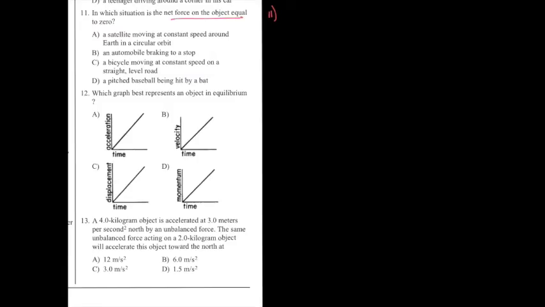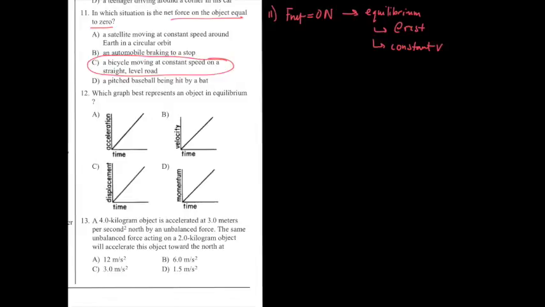Number 11 follows a similar idea. In which situation is the net force on the object equal to 0? 0 net force means equilibrium. Again, at rest or constant velocity, the only one that shows that is choice C, moving at a constant speed.